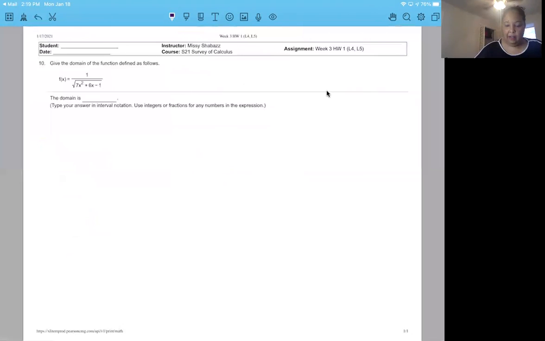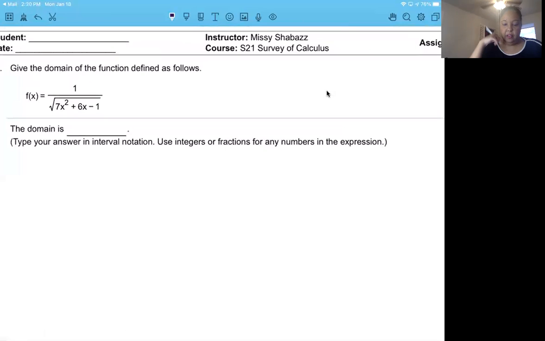Let's take a look at number 10. This is similar, except it's in the denominator. So we also can't have things that are equal to 0 in the denominator. So instead of saying greater than or equal to underneath the square root, we're just going to say greater than because it's in the denominator. So we don't want equal to 0. So I have 7x squared plus 6x minus 1 is greater than 0.